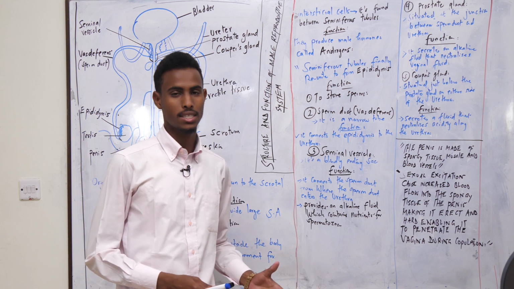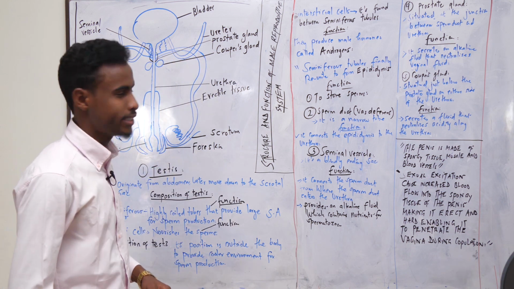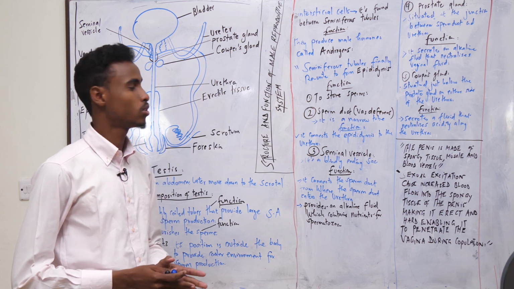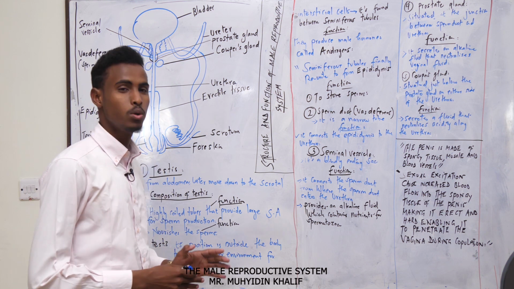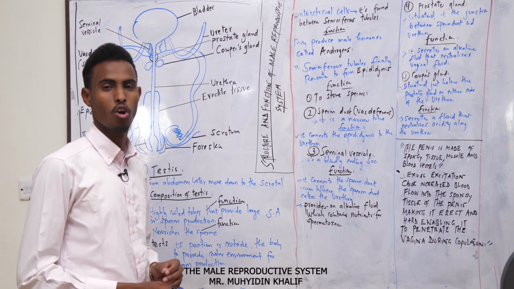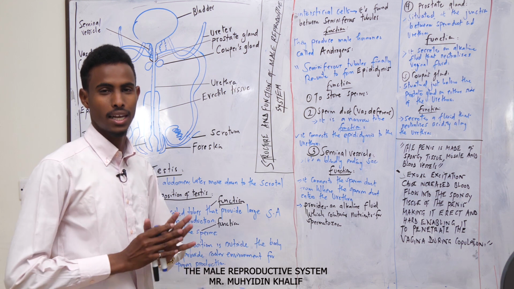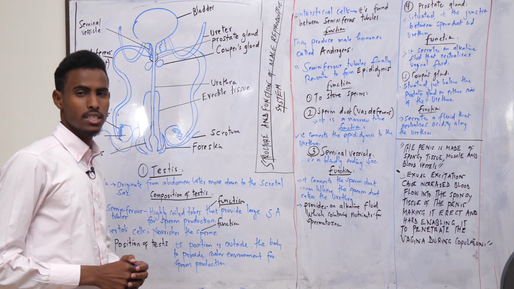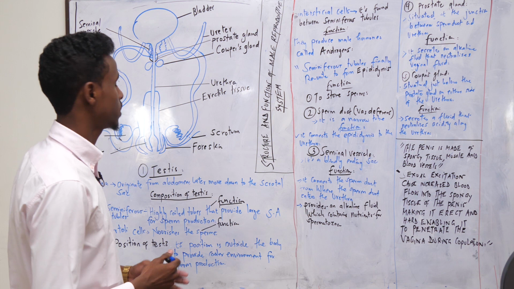Welcome to our class. Today I want us to dive and navigate through the structure and function of the male reproductive system. From there we go to the female reproductive system, then to the formation of ovum, formation of the sperm, and finally the fertilization. Now class, let's start with the first: structure and function of the male reproductive system.